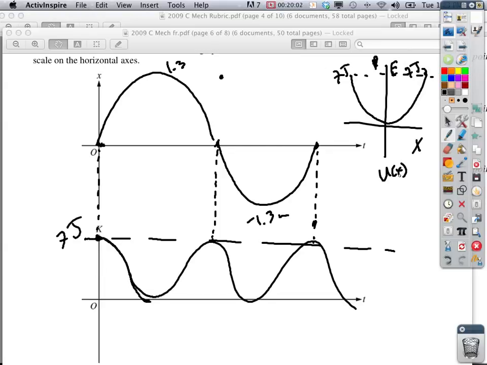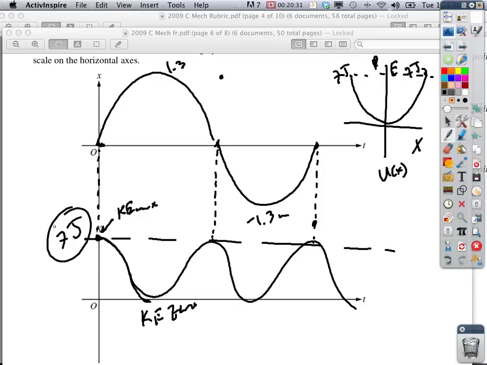And K versus t has a smaller period than U versus t. Yeah, because if we look at what's happening here, this is KE max, and this is KE 0. And when KE is max, that means it's 7 joules, and that means there's no potential energy. And where is potential energy 0?